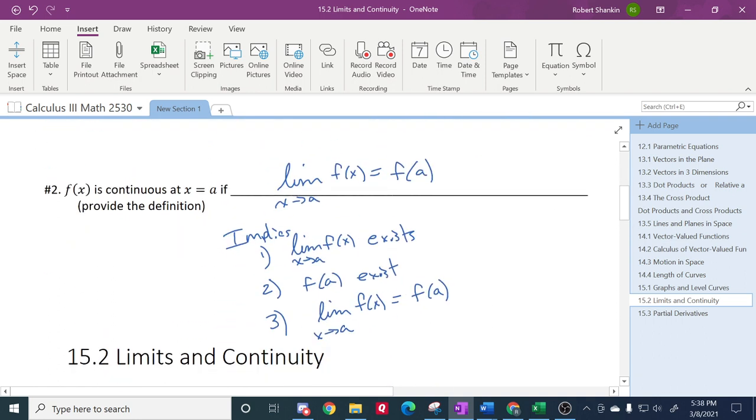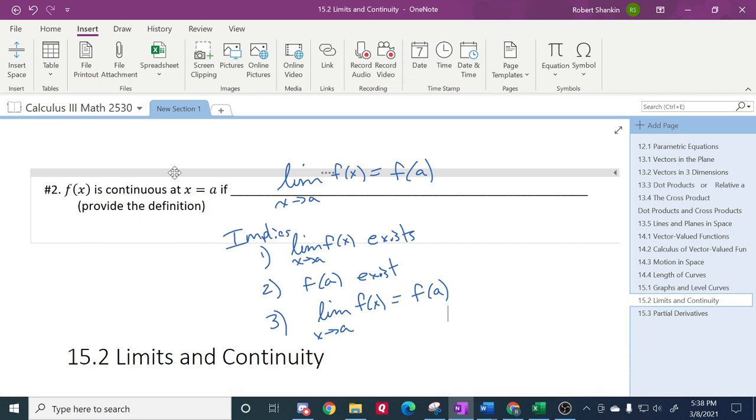So, we're doing 2 sections today. This first section, limits and continuity, is going to be really quick. But before I get into that, are there questions? Any of the homework problems or anything else?